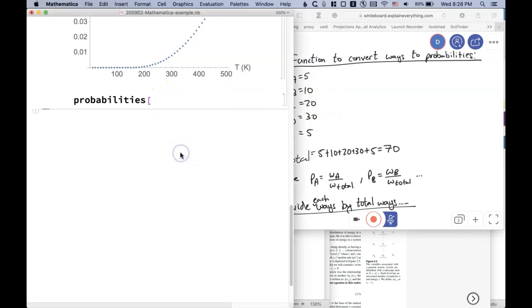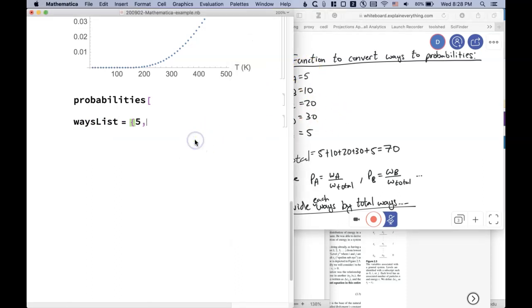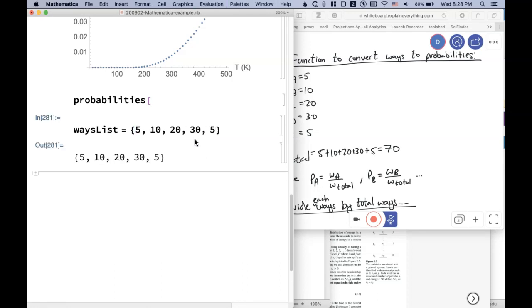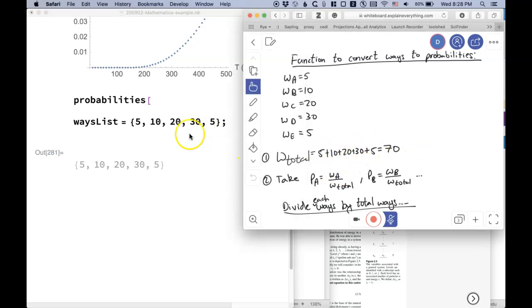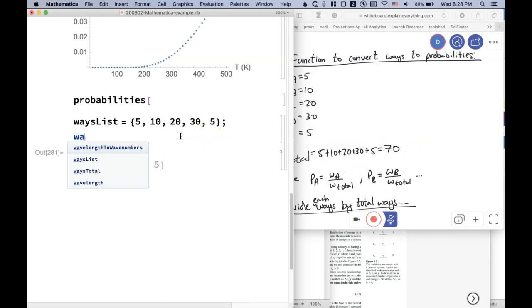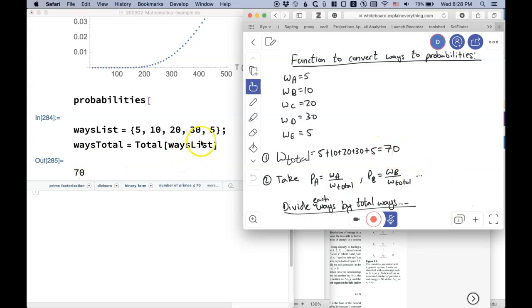So first I have to say the ways list would be equal to, I'll make all of these things into a list. This will be 5, and then 10, and then 20, and then 30, and then 5. I'll just make that list of the ways. Then the next thing I want to do is the total. So that's the Total function in Mathematica. So ways total equals Total of ways list. And I'll unsuppress it. So that's our 70, which matches.